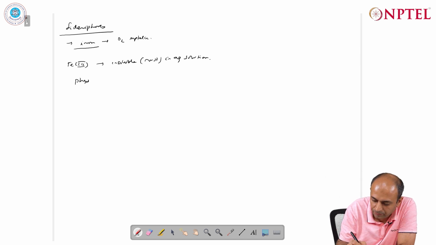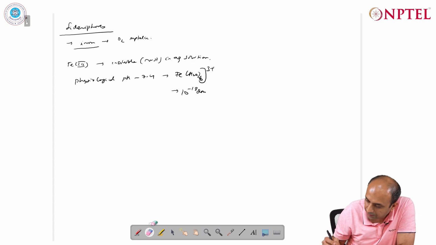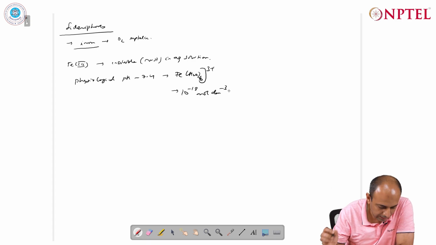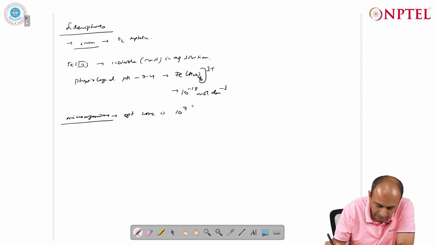and at physiological pH of about 7.4, the solubility of hexaaqua iron 3 plus is around 10 to the power minus 18 mole per dm cube, whereas in case of microorganisms the optimal concentration is 10 to the power minus 7 mole dm cube.